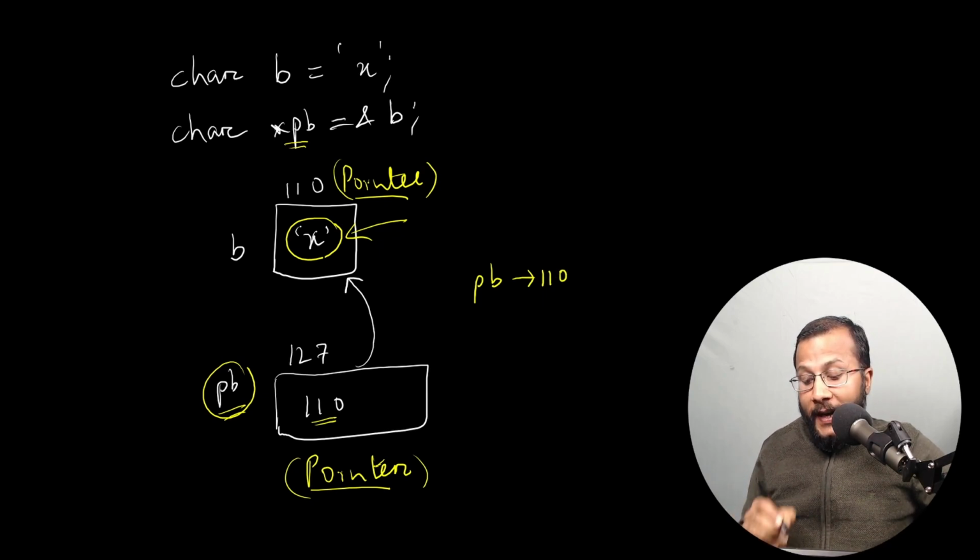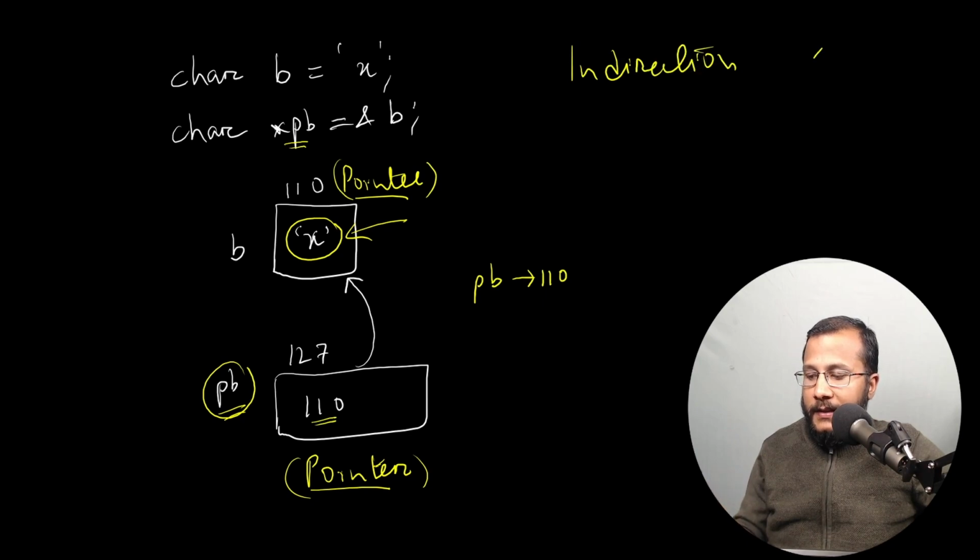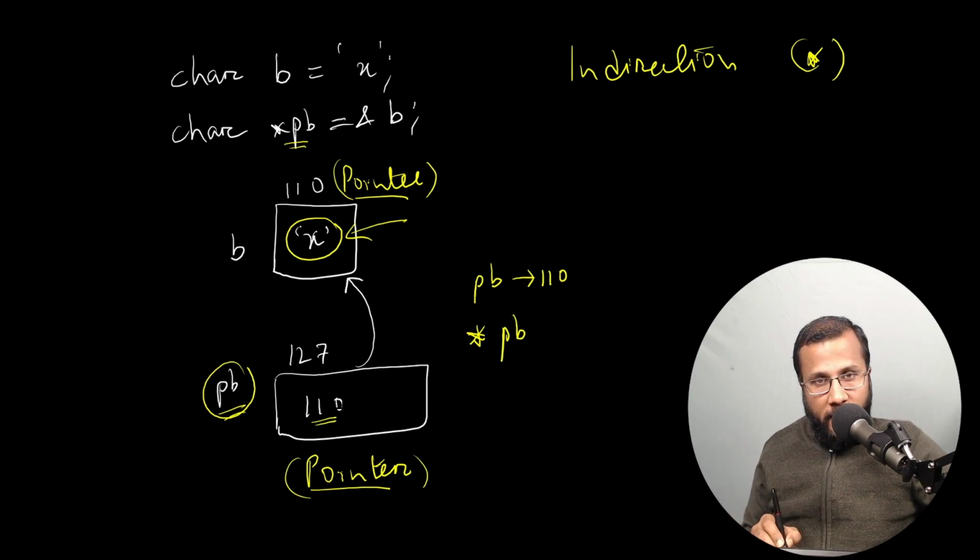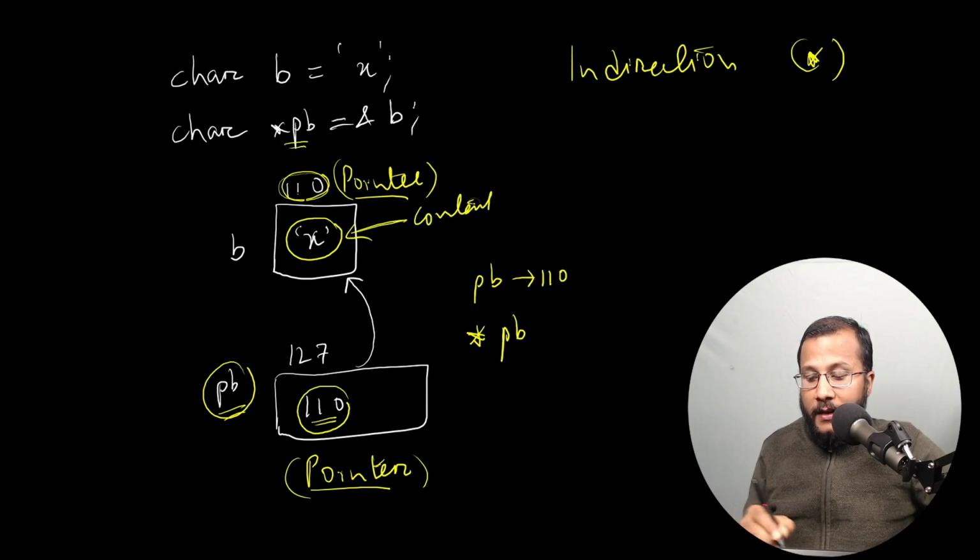But if I want to go to X using PB, I have to use something called the indirection operator. The indirection operator is nothing but star. So whenever in a pointer variable I put star, so if I write star PB, it's going to see what is there in PB first of all. In PB there is 110. So star will take it to this address 110. So it will go to this address 110. Here this is the address 110. And then it will find the content of this address. So content of this address 110 is X. So star PB would be X.